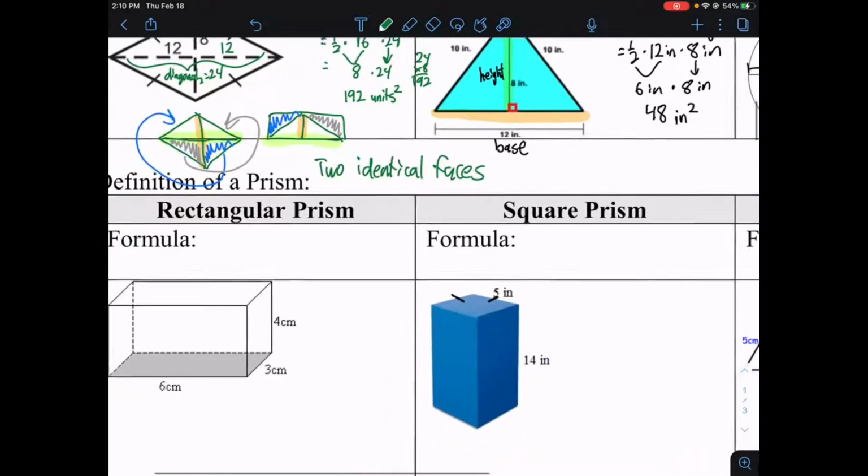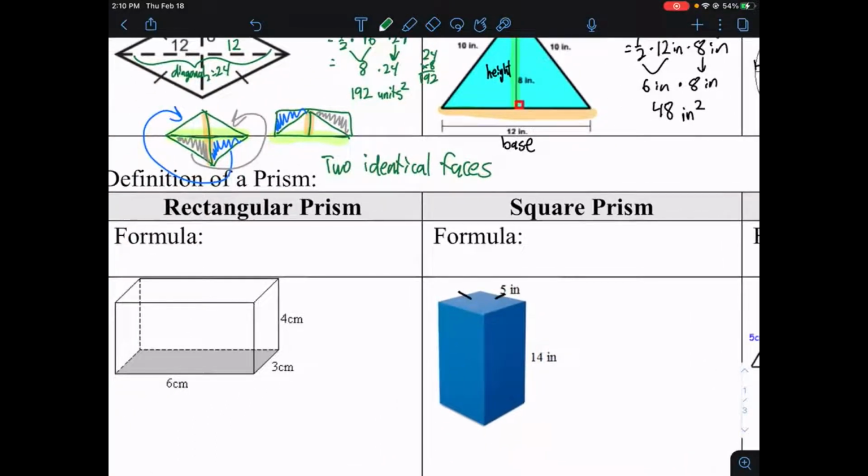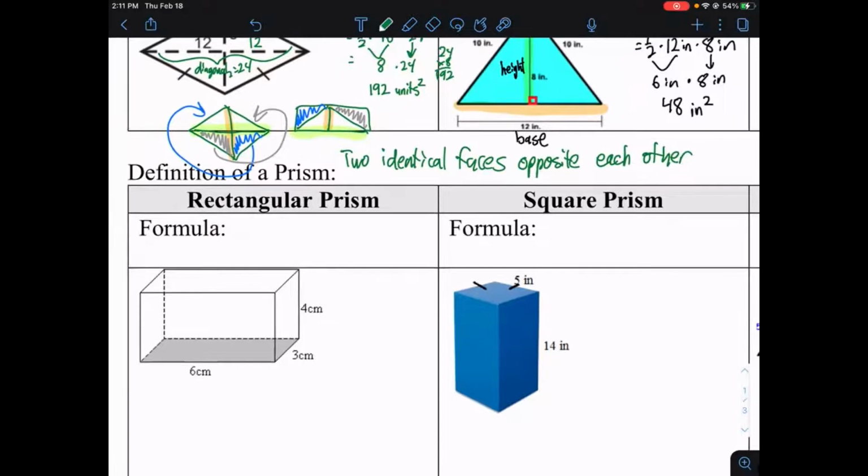A face is sort of like a side of a shape. Right here, I'm shading in a face of this prism. But we call it a face instead of a side because this edge could also be called a side, so it's kind of confusing. So we use the word face instead. Prisms have 2 identical faces opposite each other. That's the first part of the definition. There's more, so leave some space.